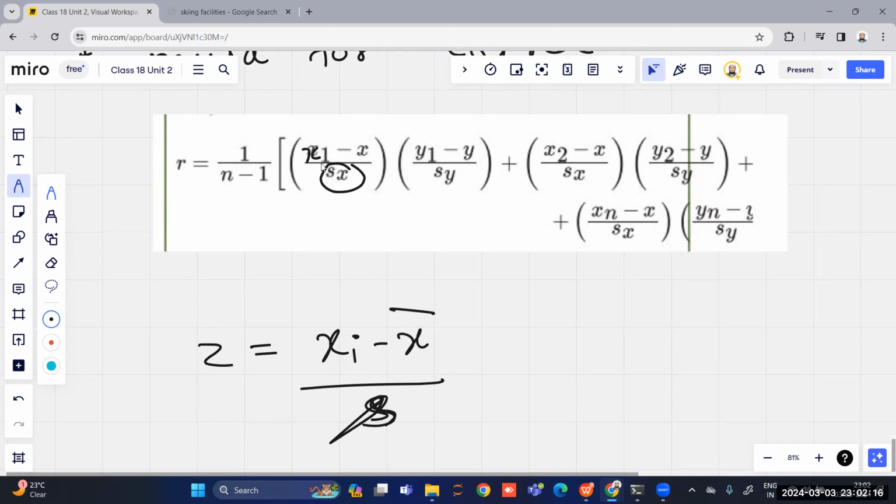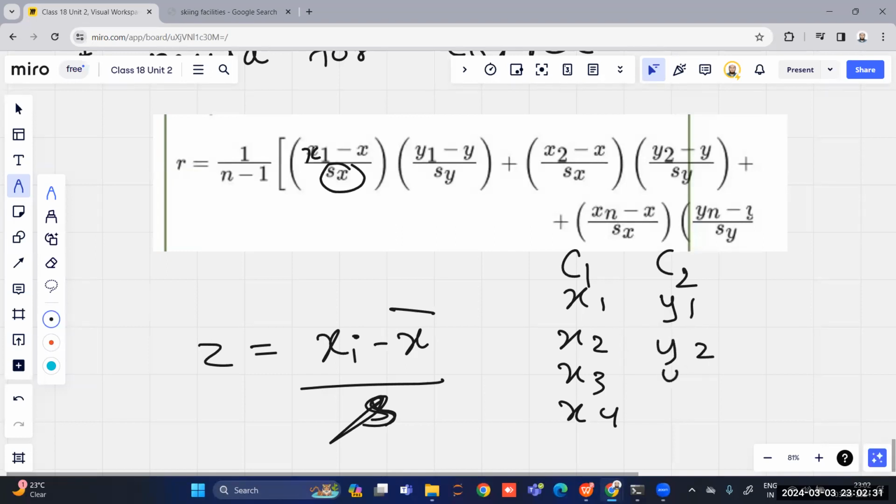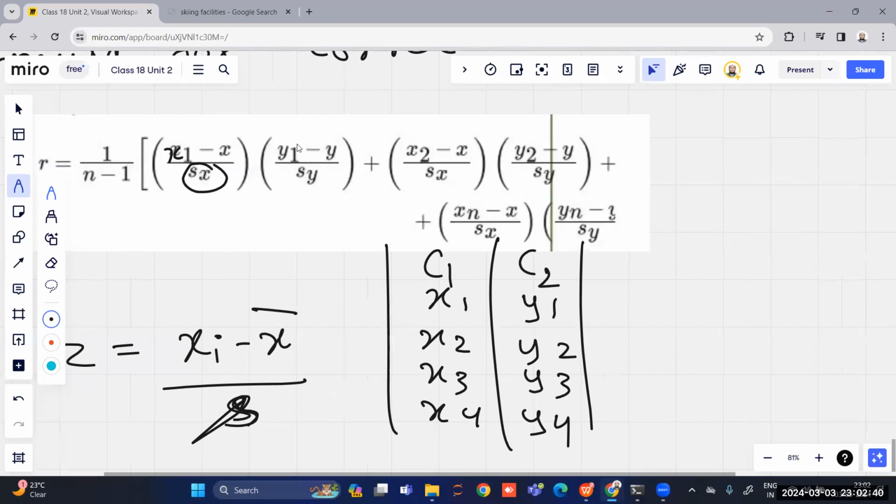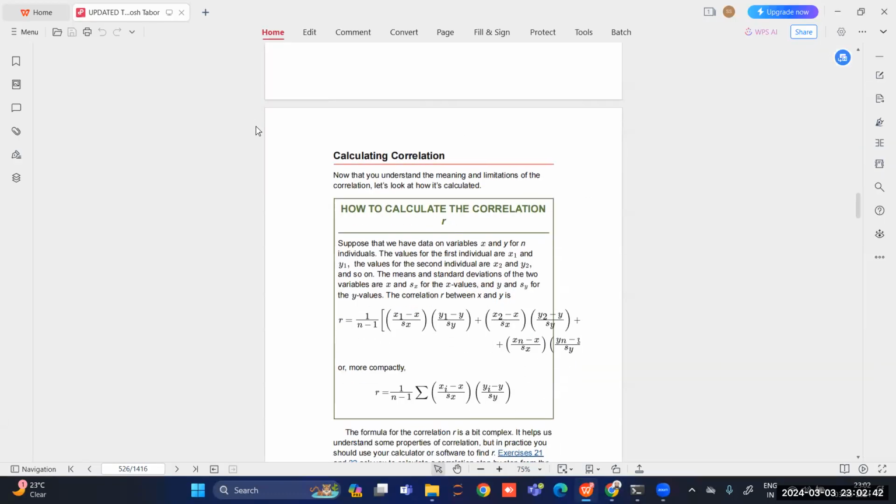Taking one point, then what we do, suppose there are x1, x2, x3, x4. This is suppose column 1 and this is suppose column 2, with data points y1, y2, y3 and y4. Yes or no? So what we need to do for calculating the correlation, what is the formula? We generally take, see this here, he has listed here.